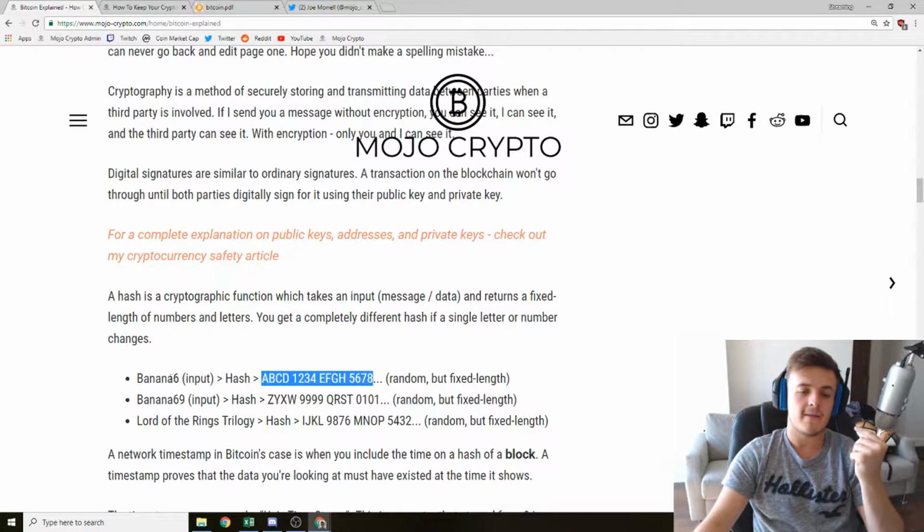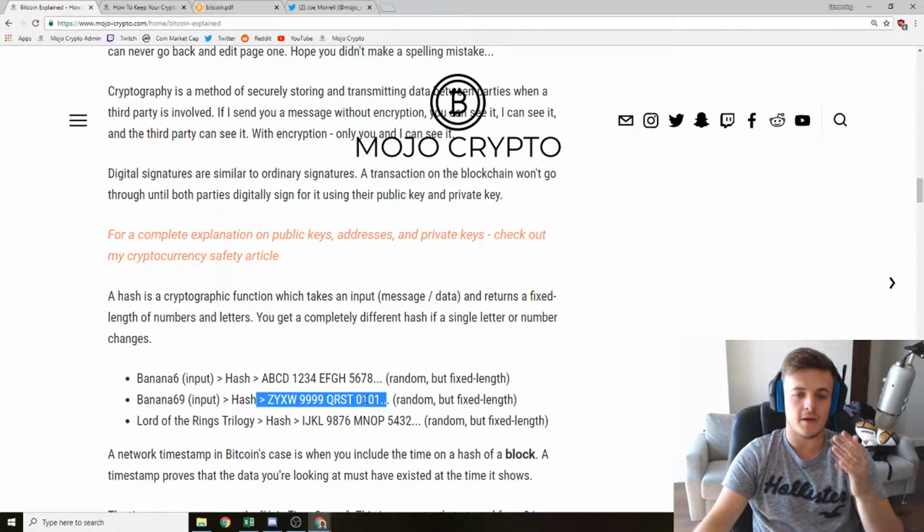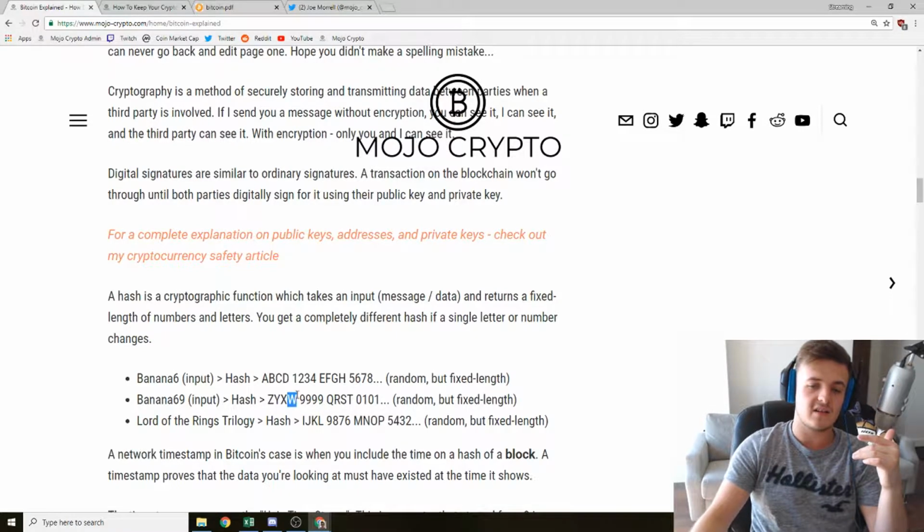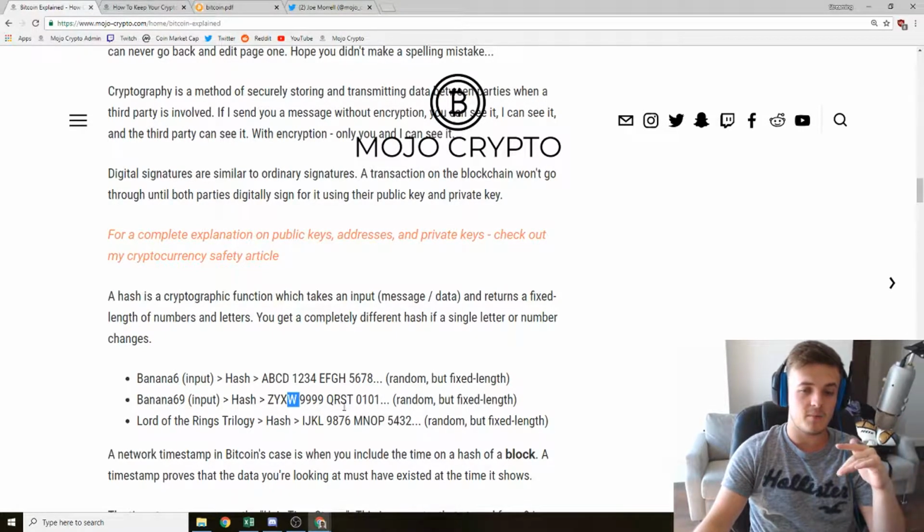If you change a single letter in banana 6, or add a 9 onto the end, banana 69, that'll give you a completely different hash. It won't just change a little bit of the hash. It won't go A, B, C, D, then 1, 2, 4, 3. It'll give you a completely different string of numbers and letters. In this example, I've used ZYXW999, it's just completely different.